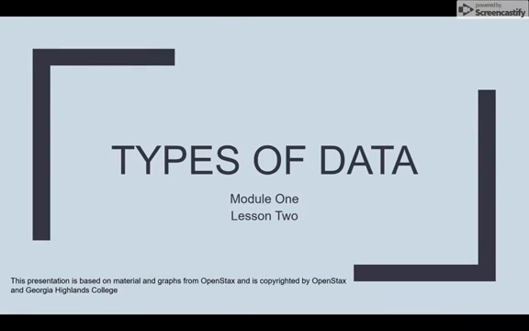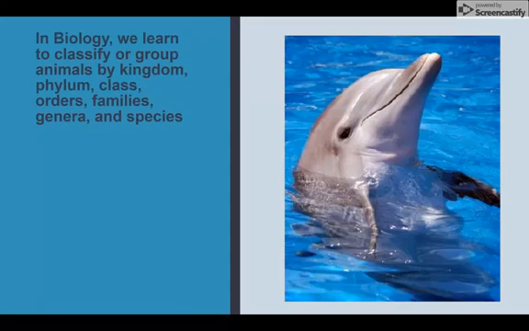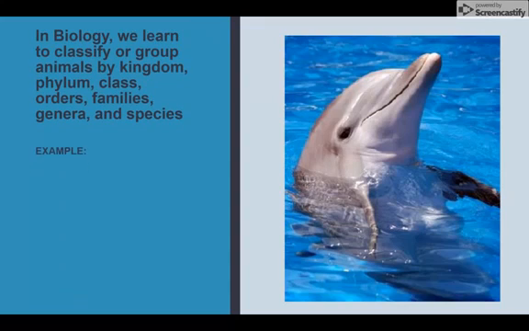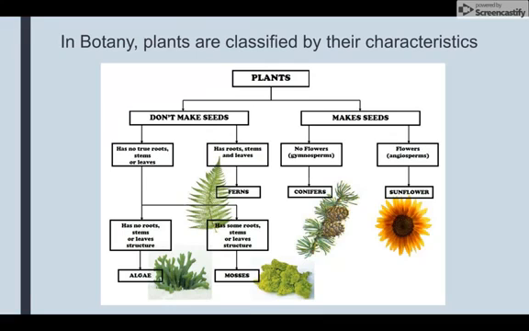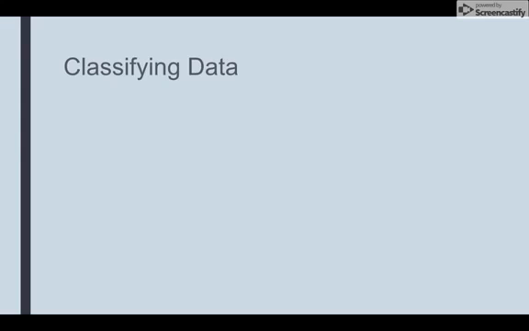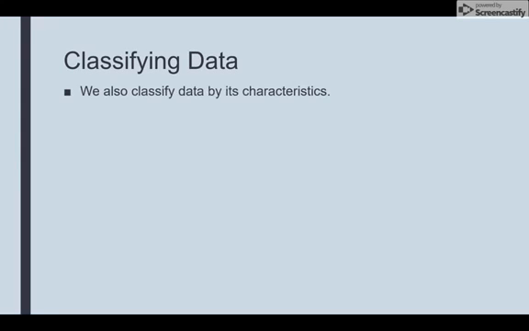Types of data. In biology, we learn to classify or group animals by kingdom, phylum, class, order, families, genera, and species. Similarly, in botany, plants are classified by their characteristics. In statistics, we can classify our data by its characteristics as well.